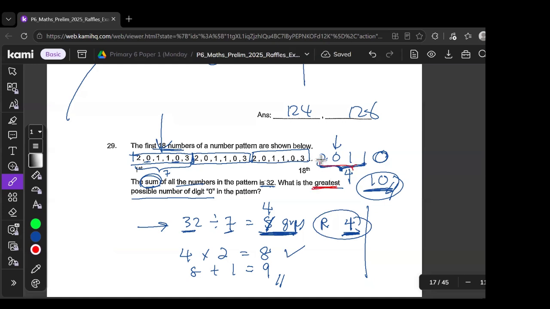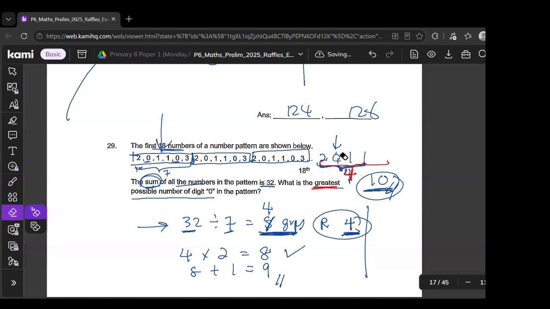So you will need to add one more 0 because you want the greatest number. And when you add all the numbers here, it is still 4. Okay? If the question says what is the smallest number of zeros, then you should not add this 0. Then you will have only 1 zero.